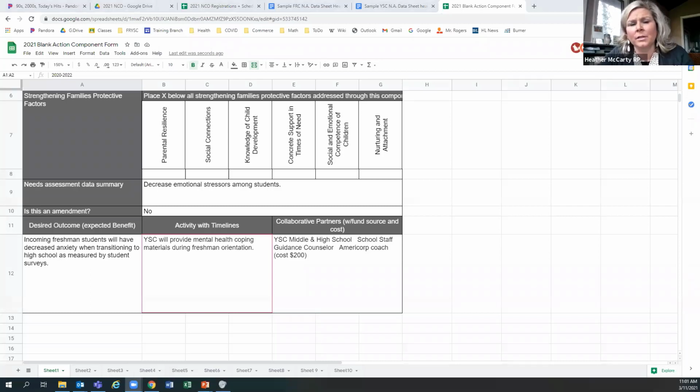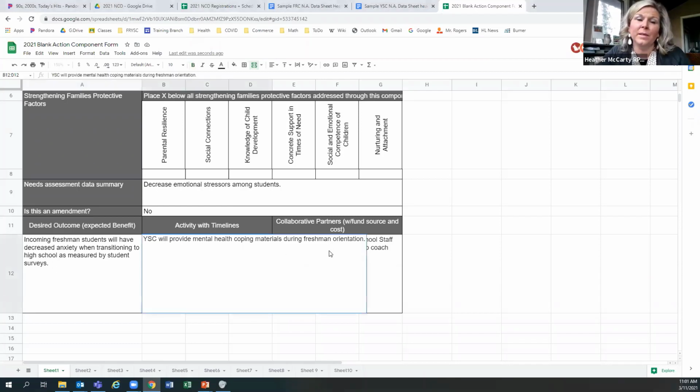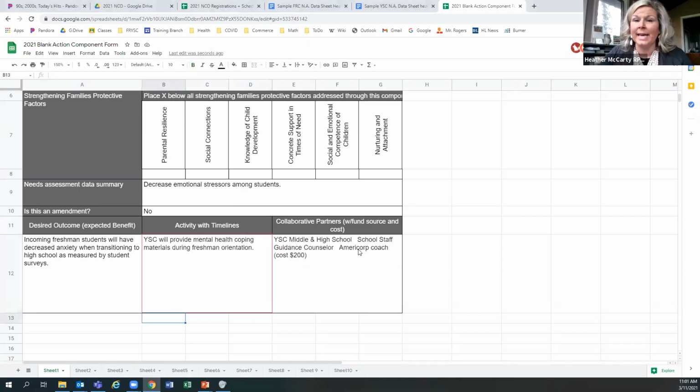And then we also talked about, we didn't get to the timeline, but I would say that would be fall of 2021, because we were also going to talk about the YSC being involved with the freshman orientation, actually the day of, maybe walking freshman students around. So we were going to add a couple more activities to go with that one desired outcome. And our timeline would have been fall 2021.